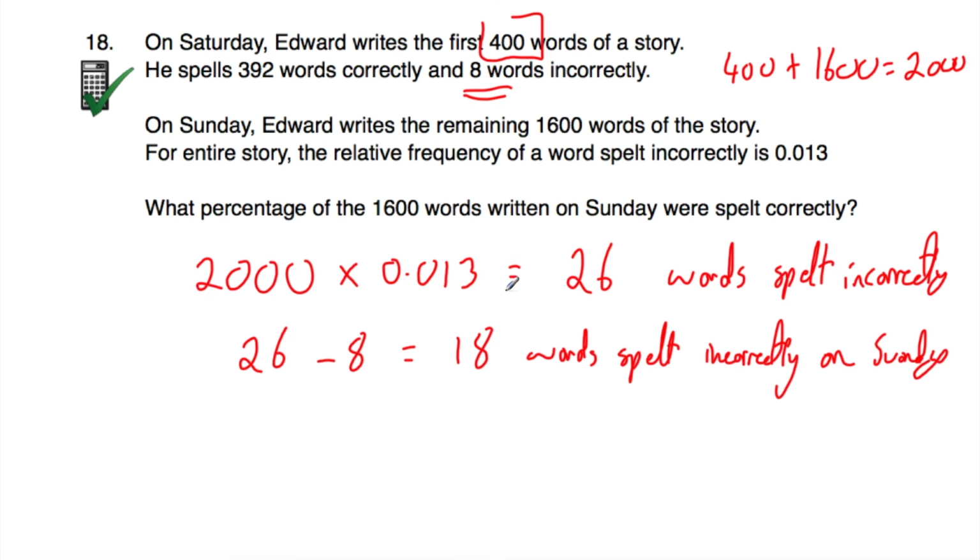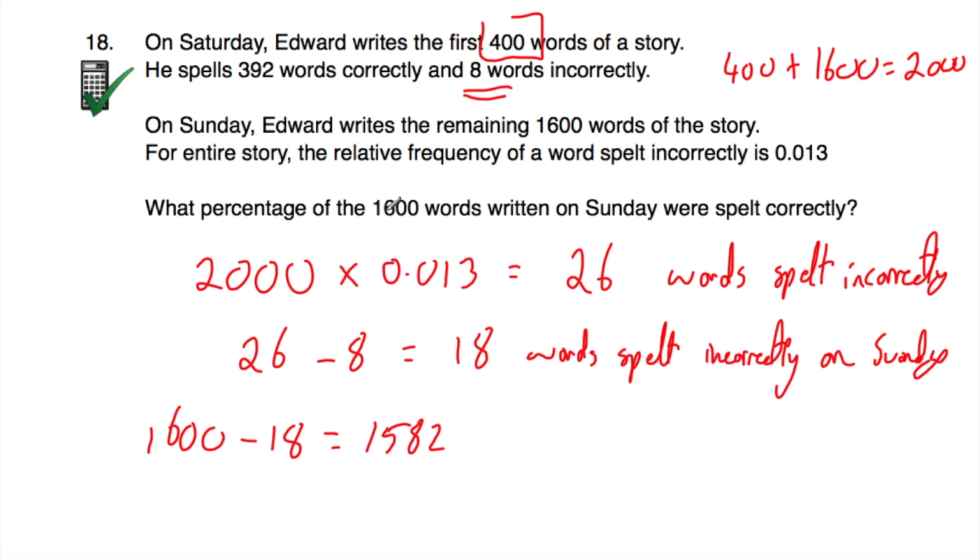Okay, so if he spelled 18 of the words on Sunday incorrectly, that means the rest of them must be spelled correctly. And he wrote 1,600 altogether, so if we take away 18, that'll tell us how many words he spelled correctly. So 1,600 take away 18 is equal to 1,582. So that means he spelled 1,582 words correctly on Sunday.